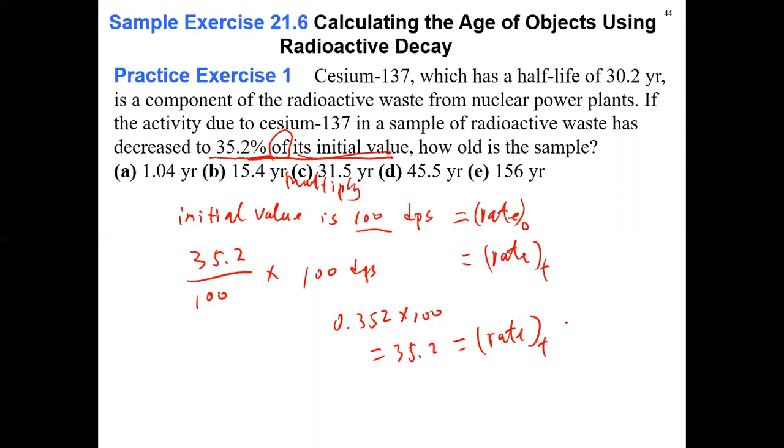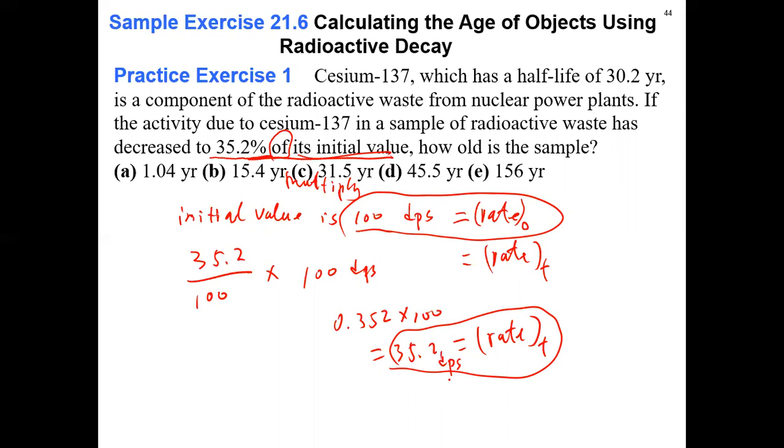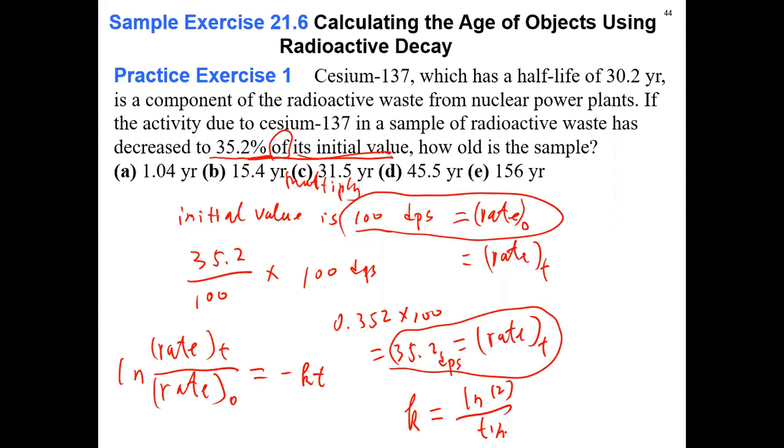Okay, so now we have our rate t and our rate zero, and by the way, these are also DPS. We use this equation, so our integrated rate law will be ln of rate t over rate zero equals negative kt. Now we have these numbers and want to find t, but we don't have k yet. So we have to find k, right? What is k? ln 2 divided by t 1/2. For this problem, your t 1/2 is 30.2 years. So that will give you 0.02295 per year, year to the negative one.